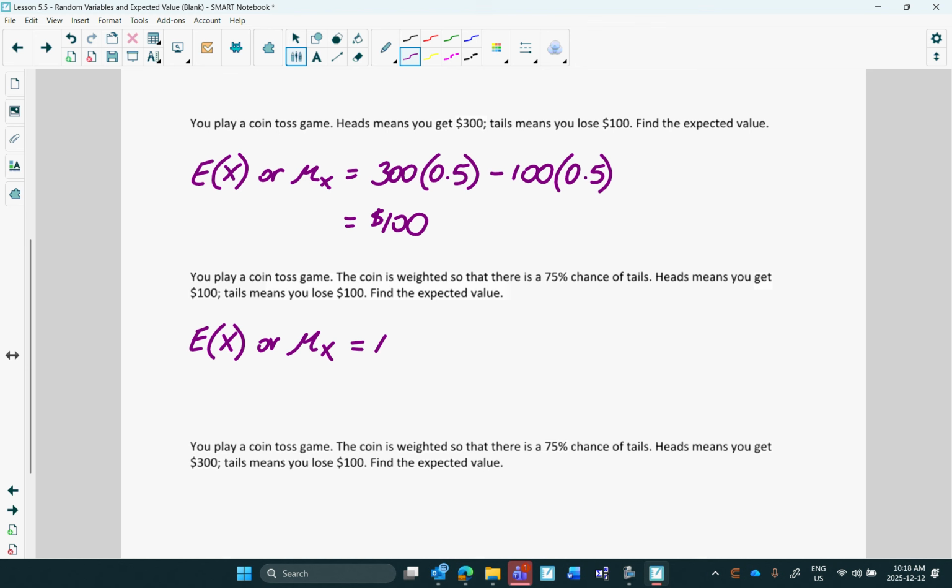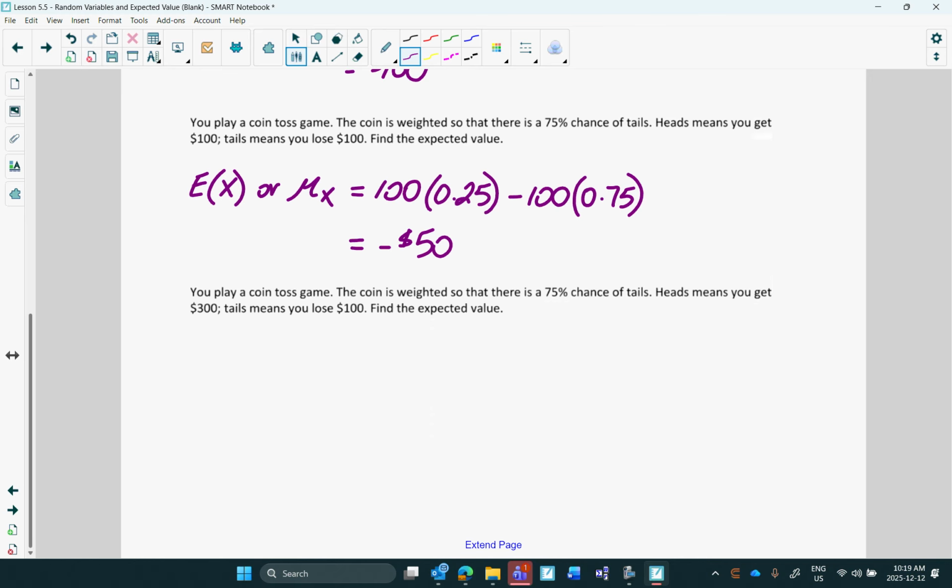Well, heads you win 100, and what's the probability that you get heads? 0.25. Minus losing 100, because you're losing 100 times its probability of 0.75. Definitely not good. That gives us negative $50. Remember what these values mean. If you played many, many, many times, on average, this would happen here, this would happen here, this would happen.